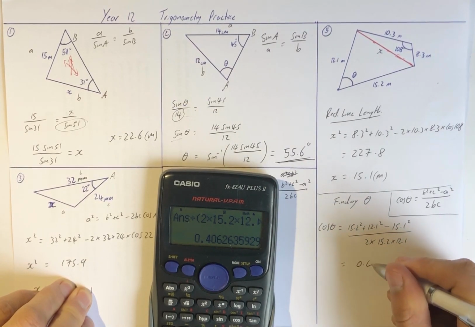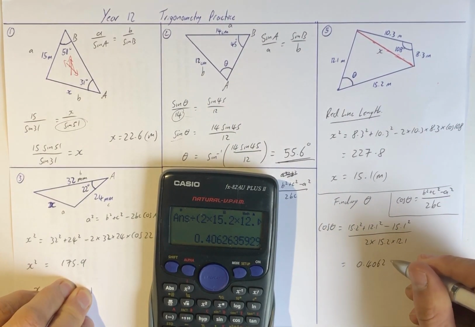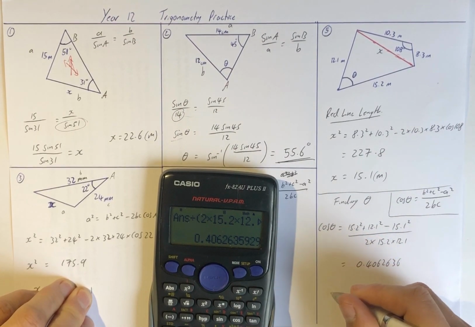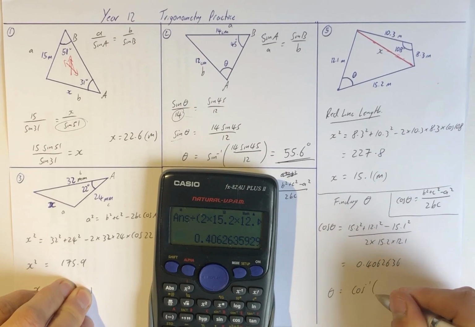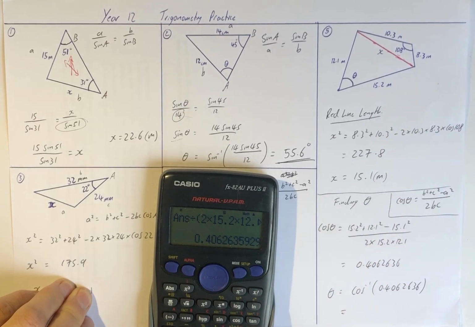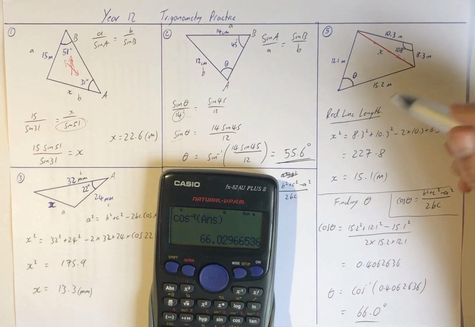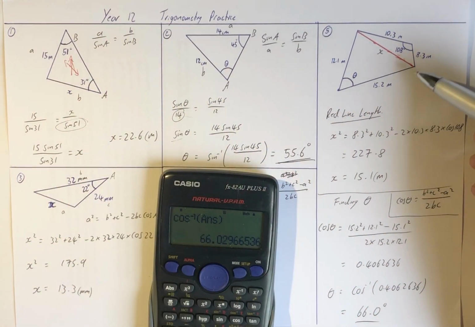So 0.4062636. If we take cosine inverse of that number, we get 66 degrees, 66.0 degrees. And that's more in line with a pretty standard Year 12 trig problem. They are usually multi-step, especially if you're going for those higher grades.